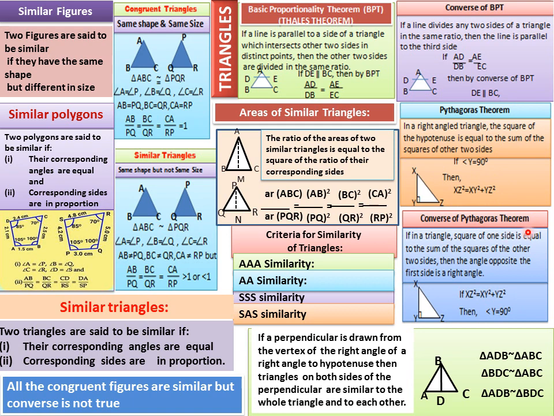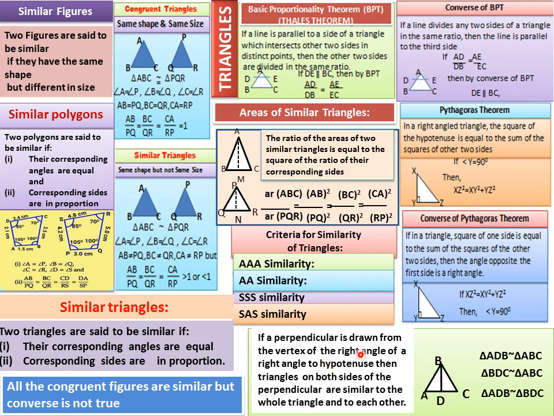Then the converse of Pythagoras theorem: if in a triangle the square of one side is equal to the sum of the squares of the other two sides, then the angle opposite to the first side is equal to 90 degrees. If XZ square is equal to XY square plus YZ square, then the angle opposite to XZ is angle Y, which is equal to 90 degrees. That is the converse of Pythagoras theorem.